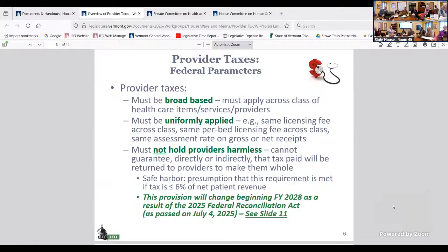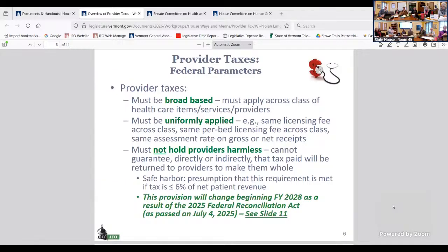There are some questions in another committee about physician services, which we don't tax. But if we did, we couldn't say we're not taxing the primary care providers and we're only taxing specialists, gastroenterologists, cardiologists. So they must be broad-based. If you pick a class to put a provider tax on, it must apply across the whole class. And similarly, the provider tax must be uniformly applied. So if you pick a class to apply a provider tax to, everybody in that class has to get the same tax rate. So it's the same licensing fee or the same per bed fee or the same percentage on gross or net receipts, things like that.